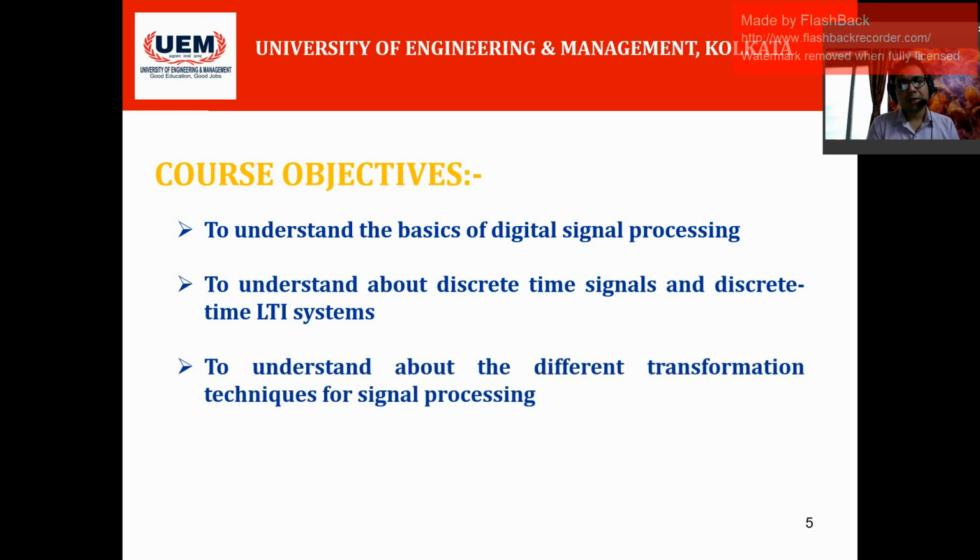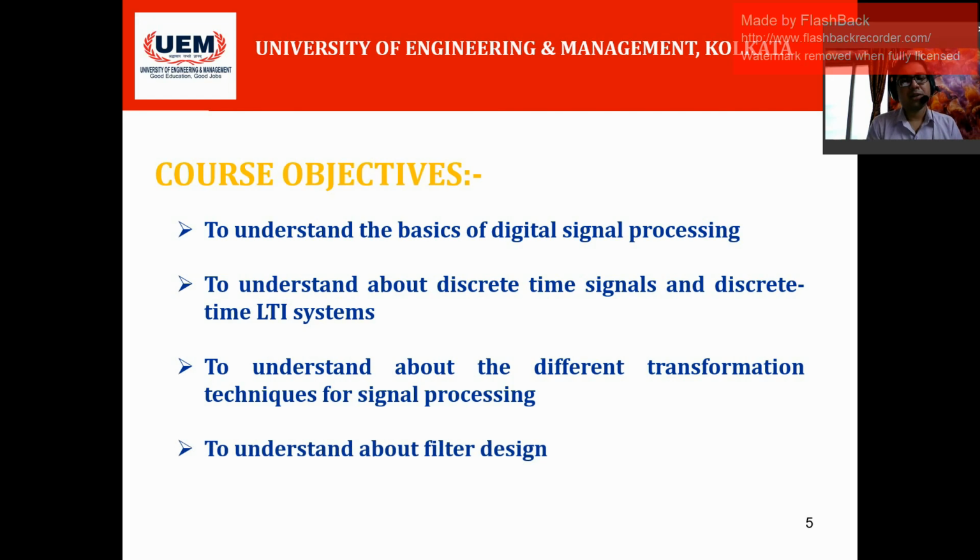Third is to understand about the different transformation techniques for signal processing. So we are also interested to understand about the different techniques which are useful for signal processing, especially techniques like Fourier transform and Z transform, which are used to convert a signal in the time domain into the frequency domain. And by doing so, the signal processing becomes quite easier. And there are a lot of advantages in converting a signal from the time domain to the frequency domain.